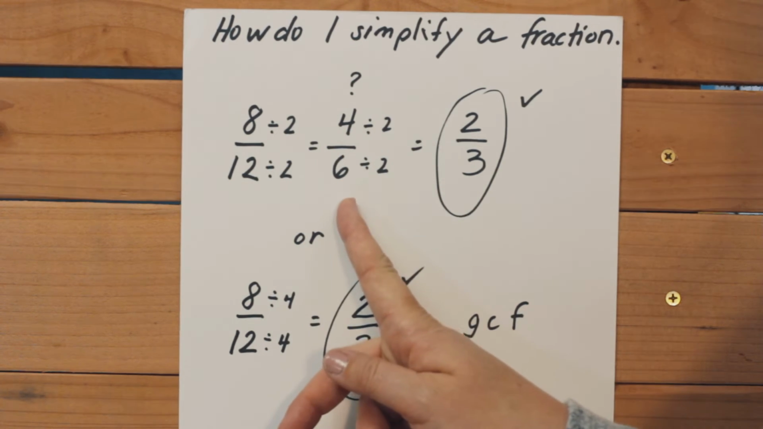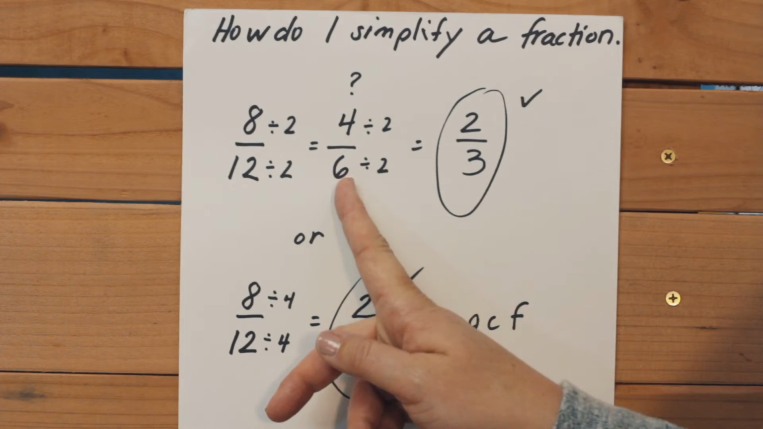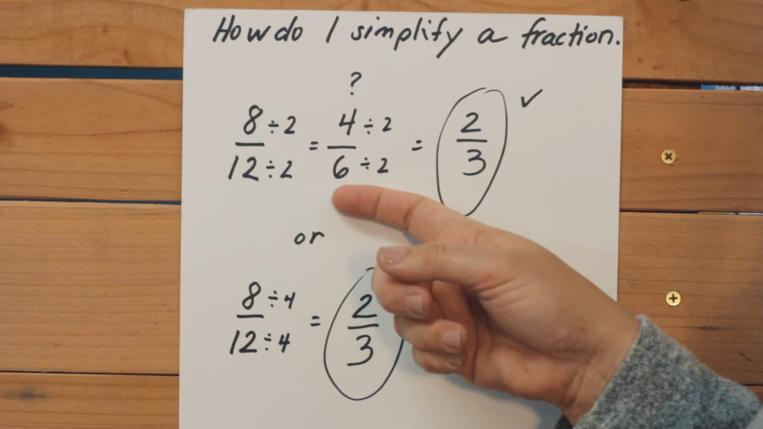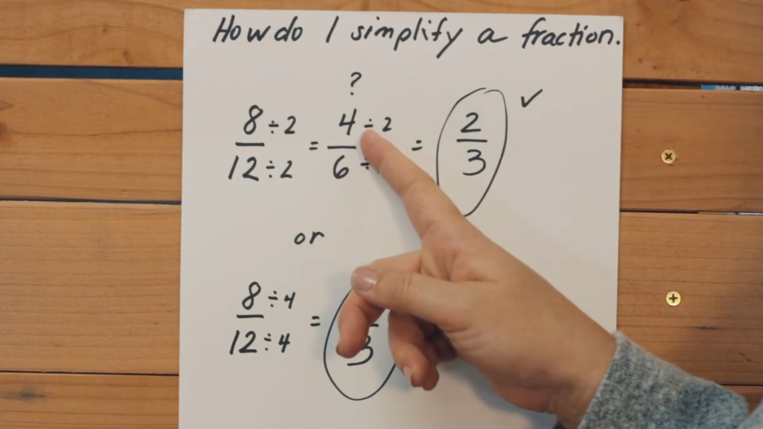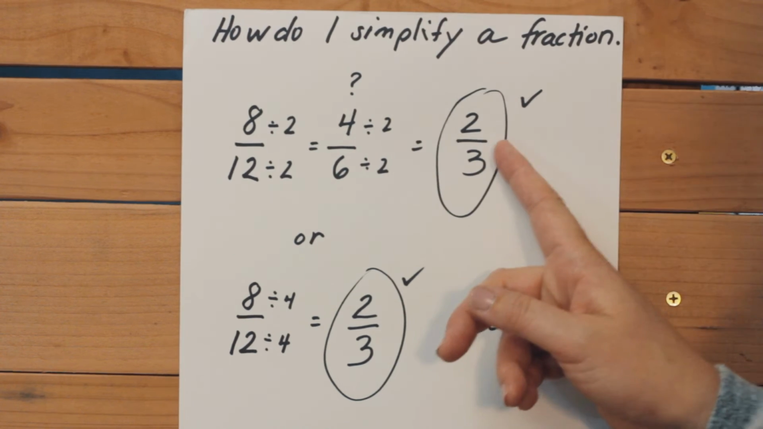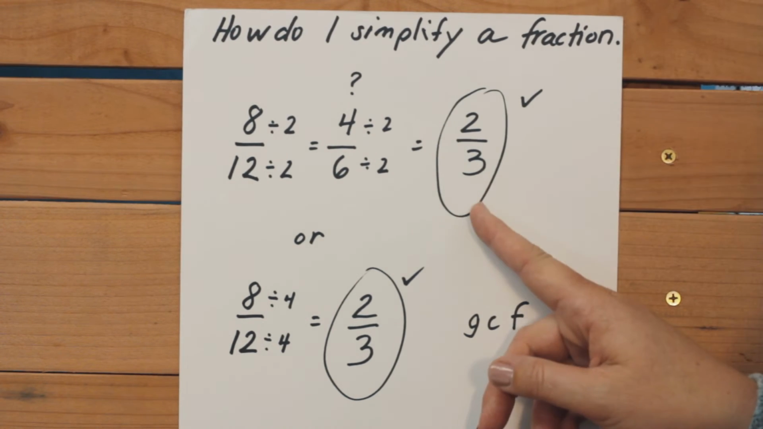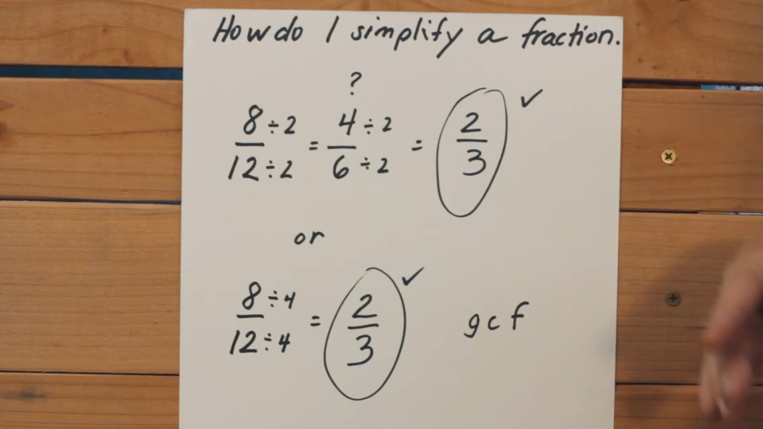But is that the smallest numbers that it can have? No. That's why we have a question mark there, because it can be divided more. I can divide by 2 again. And finally, we come to 2/3, which can't be divided down anymore. That's one way to do it.